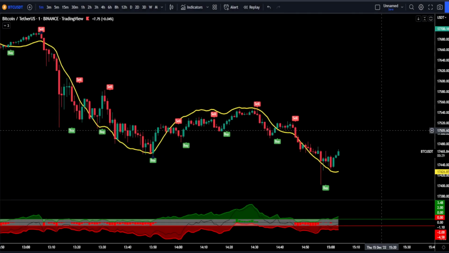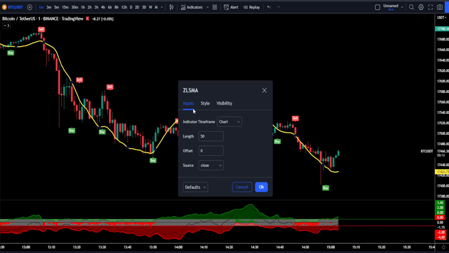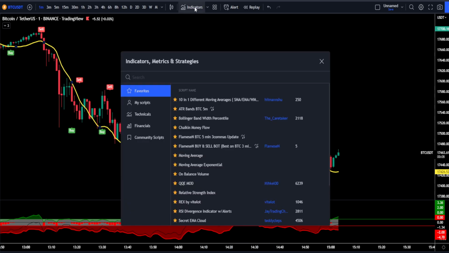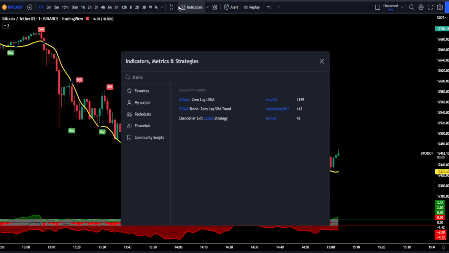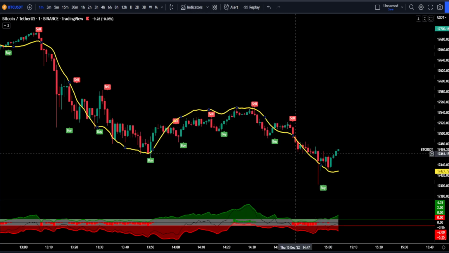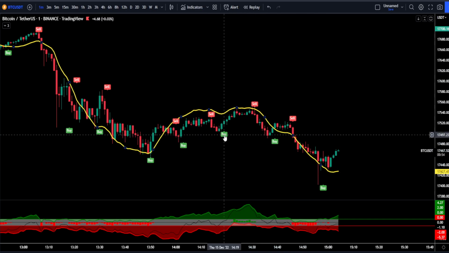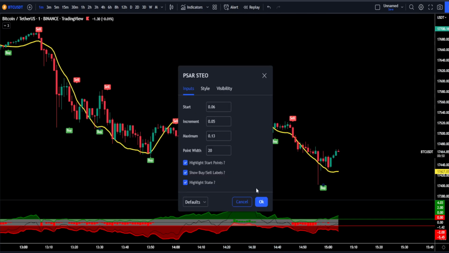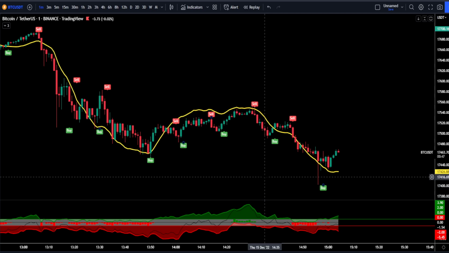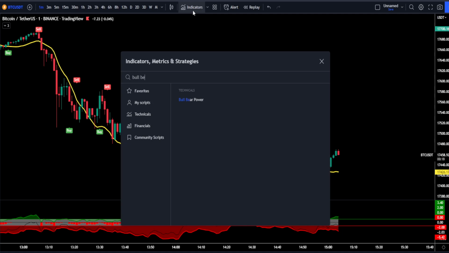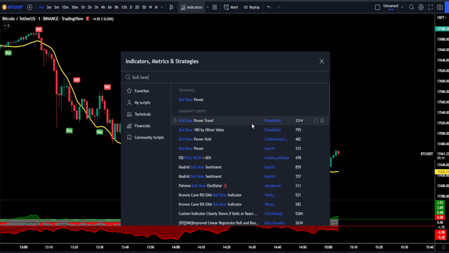Alright, so this setup includes 3 free indicators as well. First of all, we have our zero lag SMA, which is set at 50. You can find this indicator by coming up to your indicators tab and typing in ZLSMA, and it's this one here. For the second indicator, I'm using the parabolic SAR buy and sell. By the way, the inputs have been changed. Then for our third and final indicator, I'm using the bulls and bears power trend. And it's this one here by Dread Blitz.